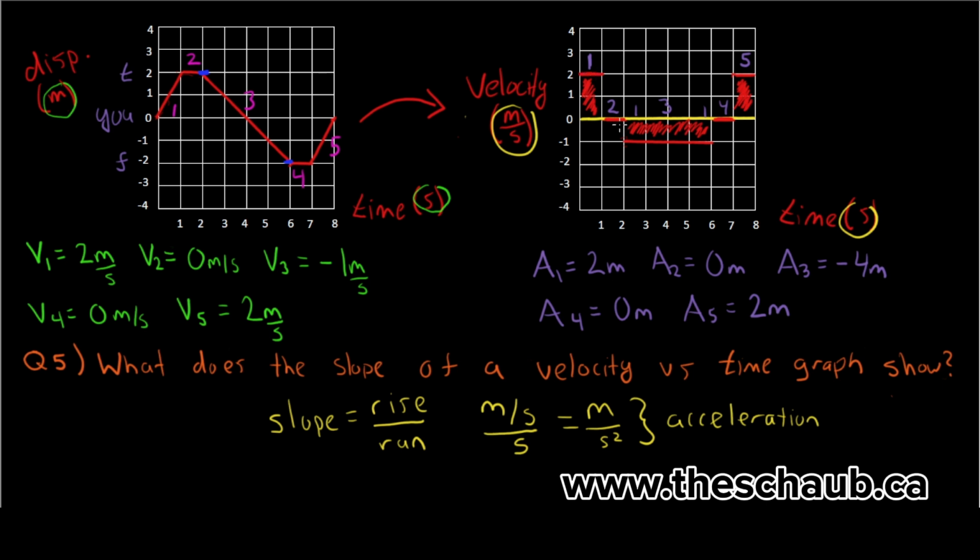All of our slopes are equal to 0, and this is because we were always moving with constant velocity. We didn't have any acceleration in our question.